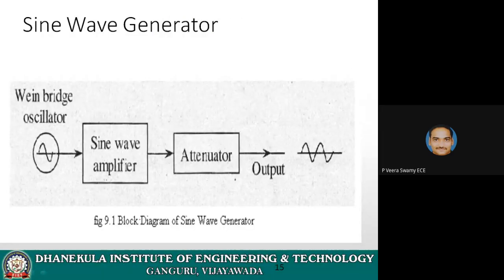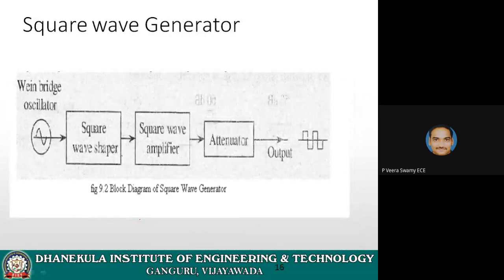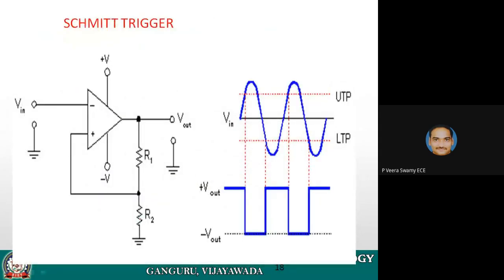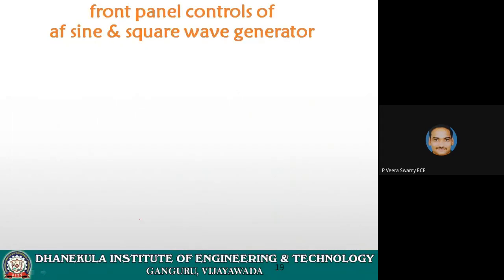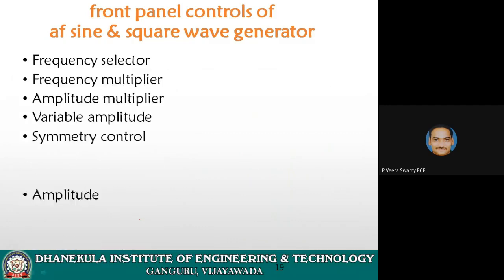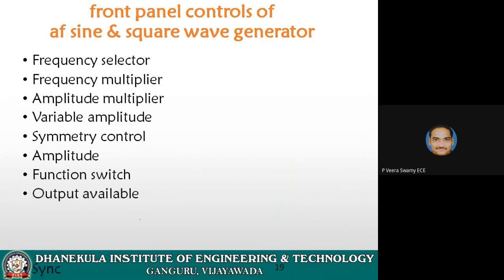It's a sine wave generator, square wave generator, sine and square generator in a single device. This is a simple converter for converting sinusoidal signal into square wave. Front panel controls. And their description.